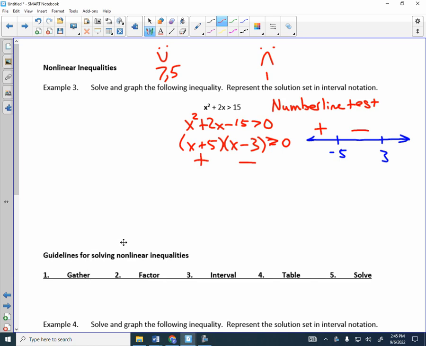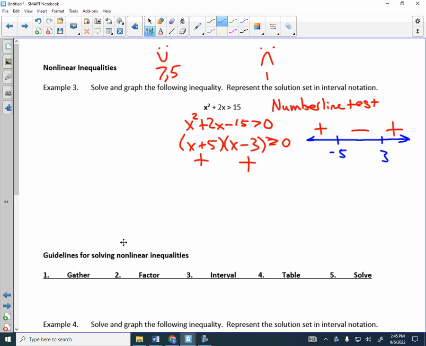All right, so a number to the right of 3. 4. Let's try 4. 4 plus 5 is? And 4 minus 3 is? And a positive times a positive is? A positive.